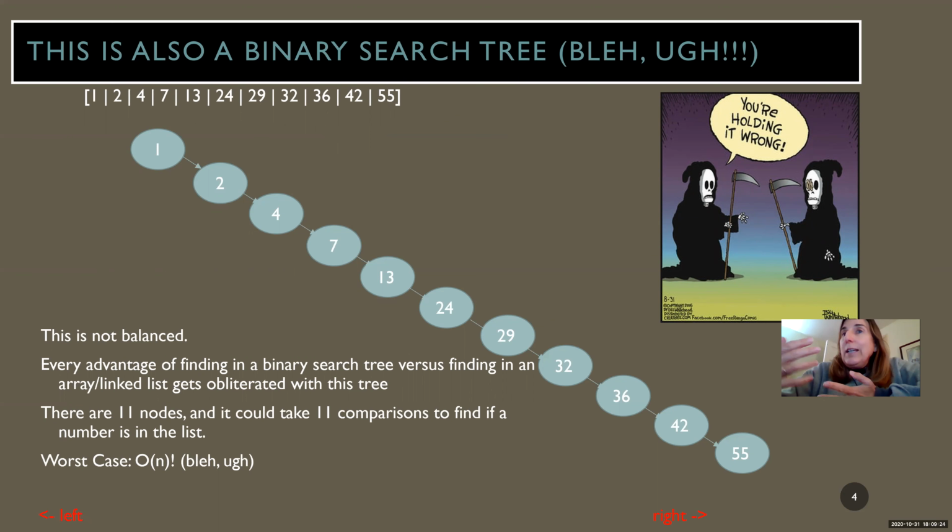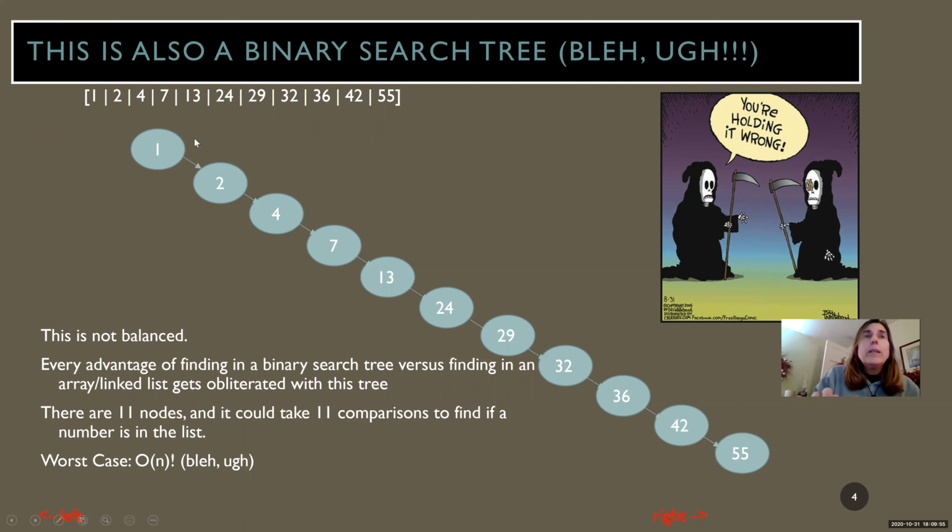Is this a binary tree? Well, let's look at it. Every node has 0 through 2 successors and 1 predecessor. For every node, the data in the left child is less than, and the data in the right child is greater than the node. Yeah, that's true too. This is a binary search tree. It is a massively unbalanced binary search tree, but it is a binary search tree.